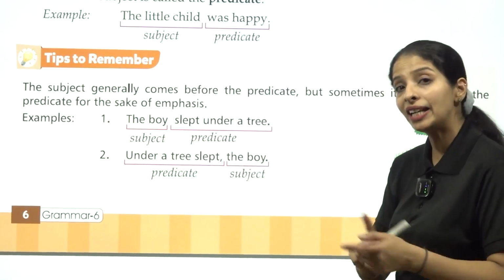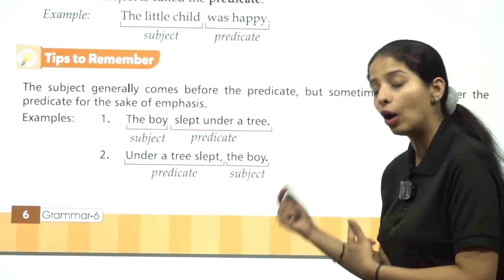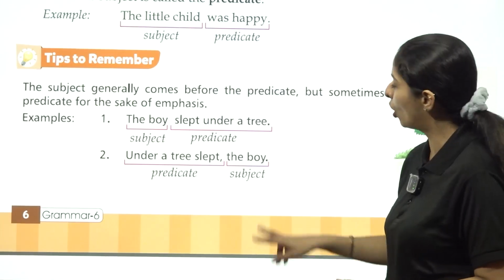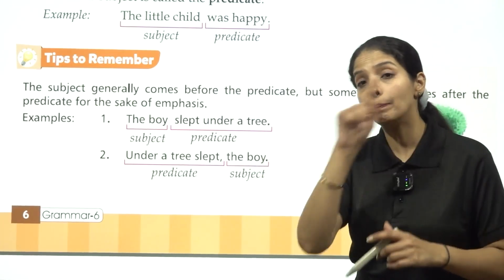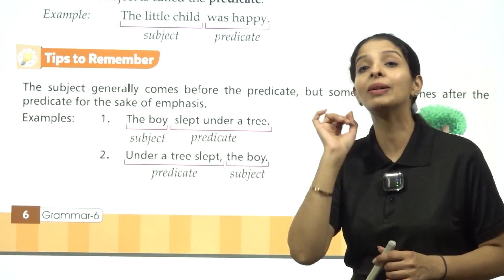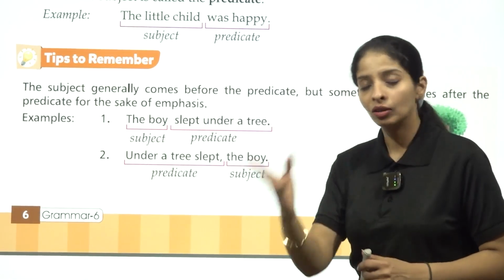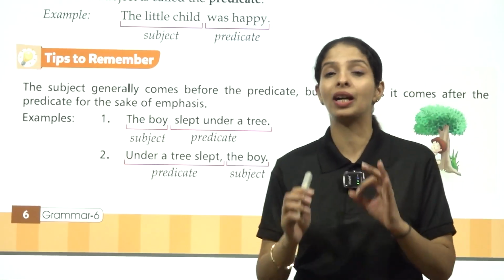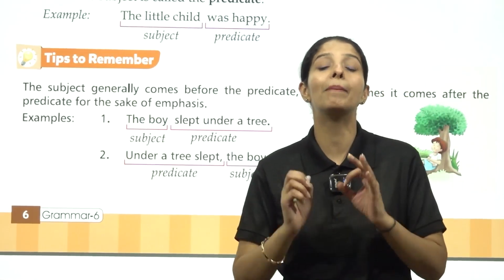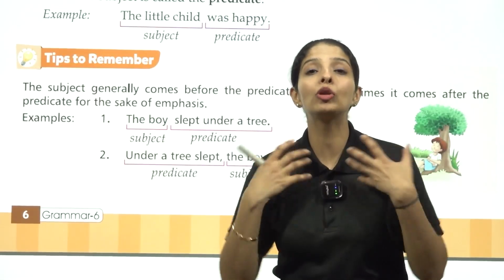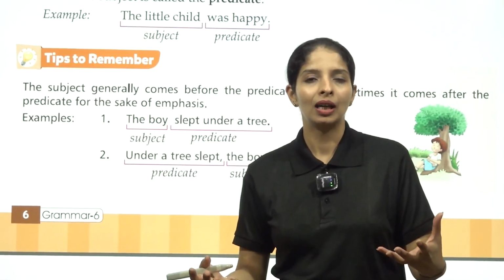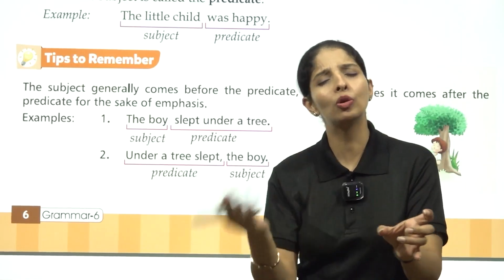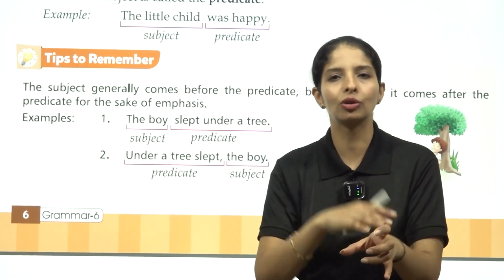But the predicate can be before the subject also. How? Under a tree slept the boy. It is still about the boy, so the subject will remain the boy. The order is changed, but the subject and predicate will not change, because the subject is always the person or thing I'm talking about. Like, the girl is beautiful. I'm talking about the girl. "Is beautiful" is about the girl, so that is the predicate.